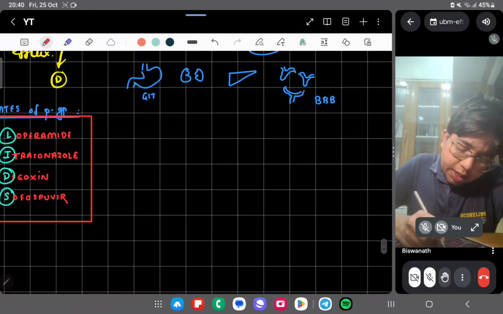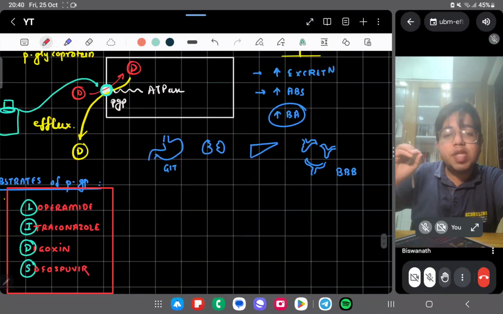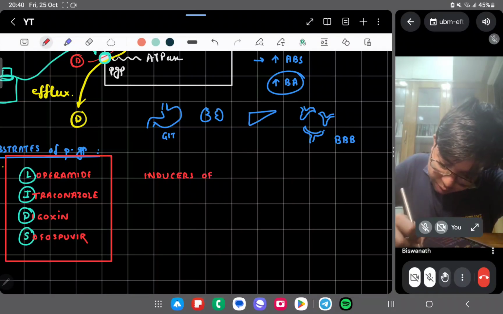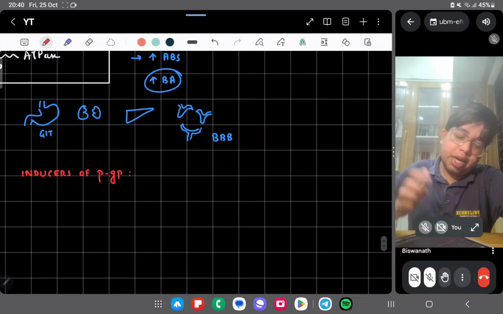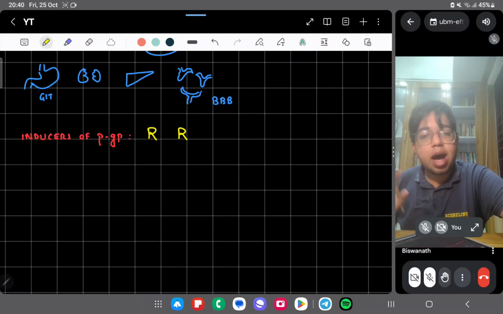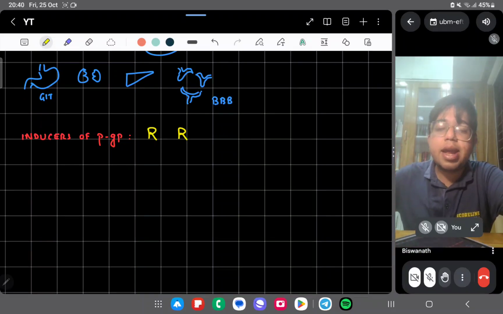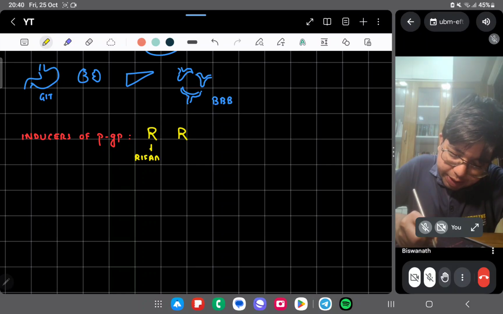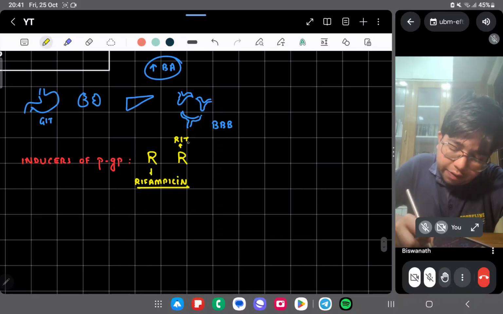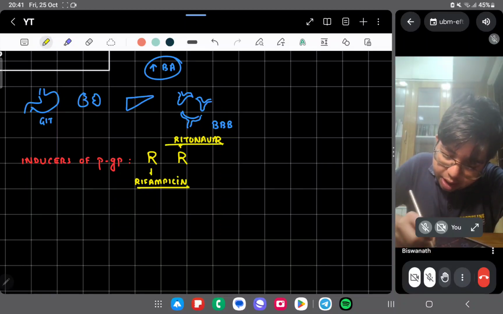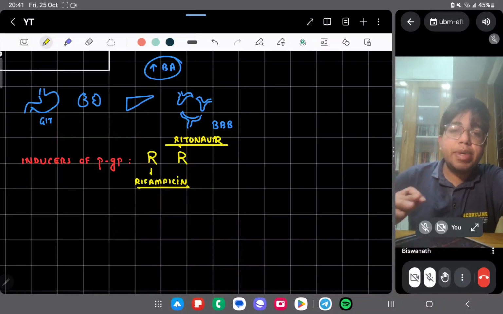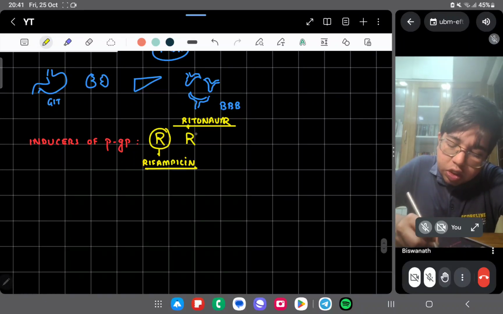Okay. So what are the drugs which can induce P glycoprotein? What are the inducers of P glycoprotein? P glycoprotein is induced by two drugs, RR. Just remember RR. RR means rifampicin and ritonavir. Rifampicin is a drug used for TB, tuberculosis, and ritonavir is a drug for HIV, right? Understood? So rifampicin and ritonavir. These are the inducers.